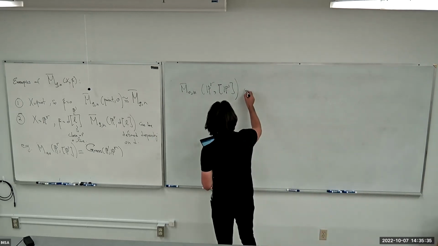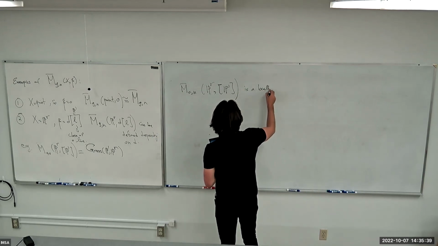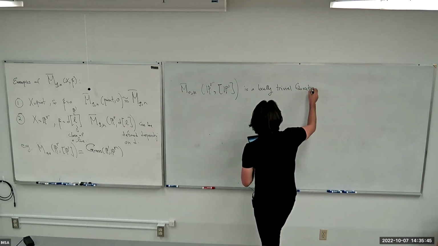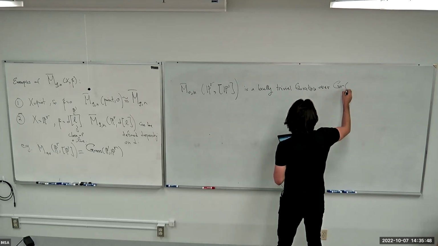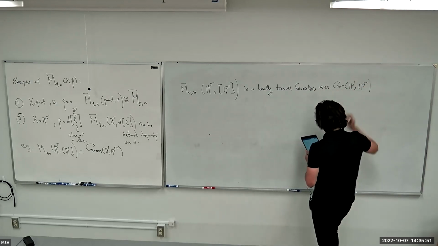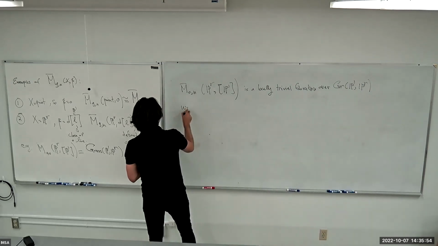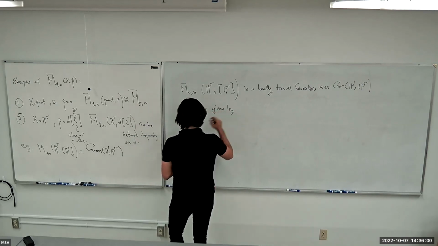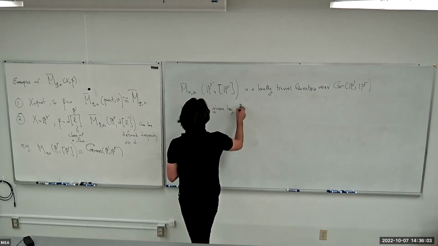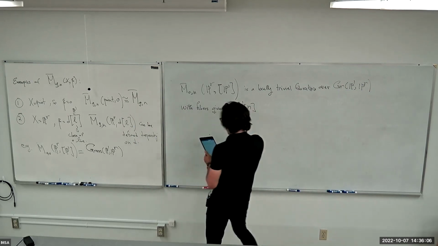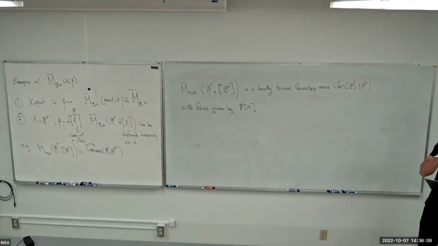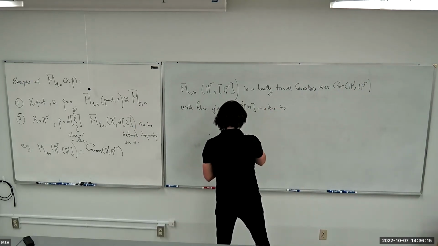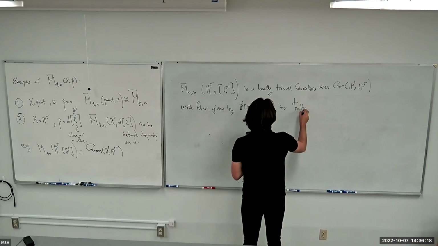Okay, so this is a locally trivial fibration over the Grassmannian of P1 sitting inside P^r, with fibers given by P1 and configurations of n-pointed curves. This is due to Fulton–MacPherson.